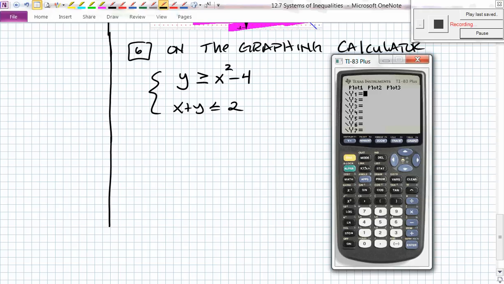So let's punch into the calculator. I have x squared and then minus 4. So there's my parabola. If I hit graph, we would expect to see just the regular old parabola, and the vertex has been moved down 4 units from the center.